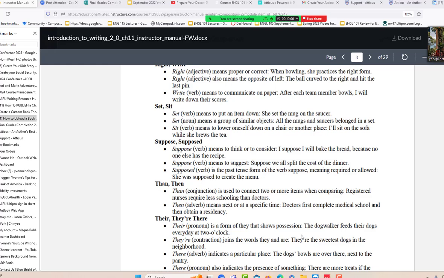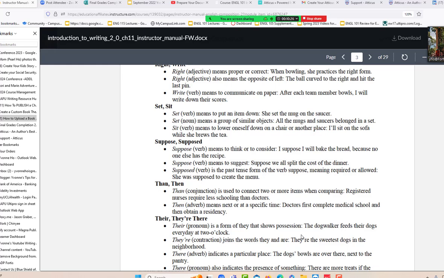Suppose, supposed. So suppose means to think or wonder. I suppose I will bake the bread because no one else has the recipe. Suppose also means to suggest. Suppose we all split the cost of the dinner. Supposed is the past tense of the verb suppose, meaning required or allowed. She was supposed to create the menu.